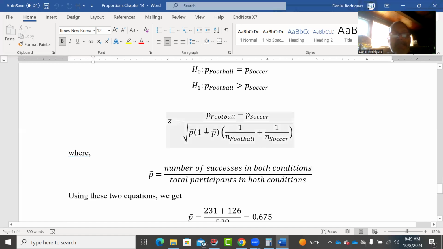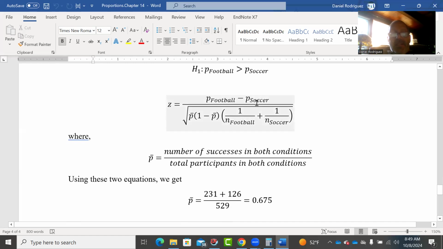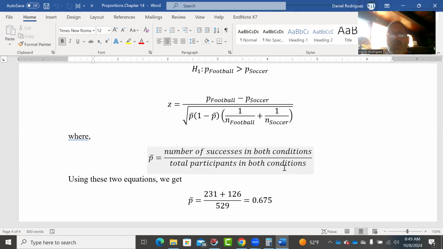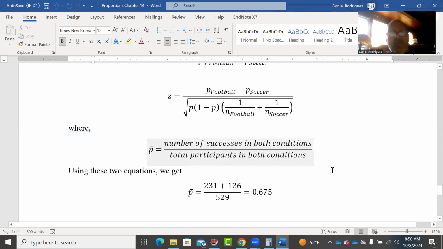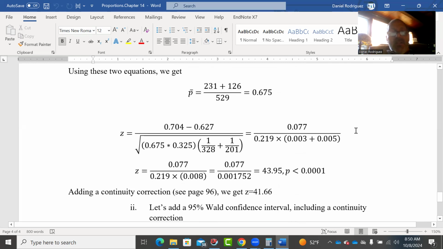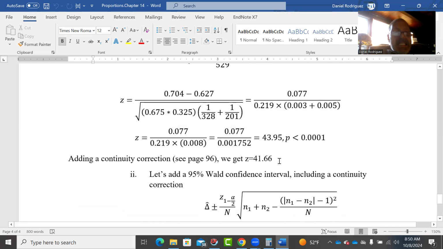Okay. So our z-test for comparing proportions, we have football minus soccer, and then this is our standard error in the denominator. And I have this p with a bar over it. That's just the number of successes in both conditions divided by the total. So it's basically the number of successes, or in this case, the number of concussions reported concussion symptoms, divided by the total. It's just a proportion, but it's for the total. Using these two equations, we get our z value to be massive again, 43.95. So this difference is significant.